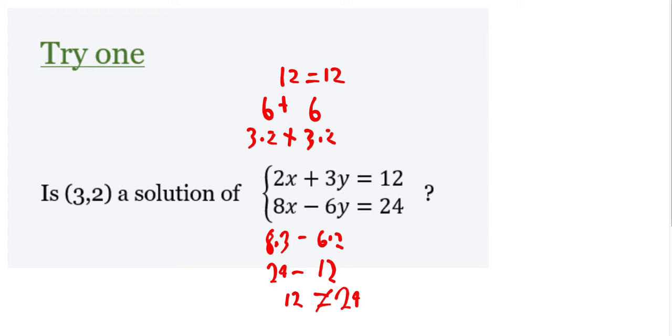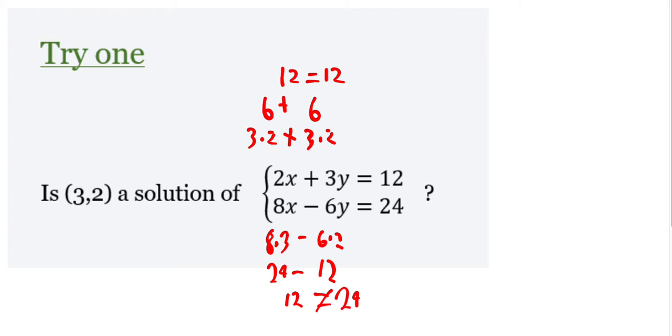So the top right is right because 12 equals 12 when you put in all the numbers, but the entire solution is wrong because this 8 times 3 equals 24, but it's subtracted by 12, so 12 does not equal 24, so this entire thing is wrong.